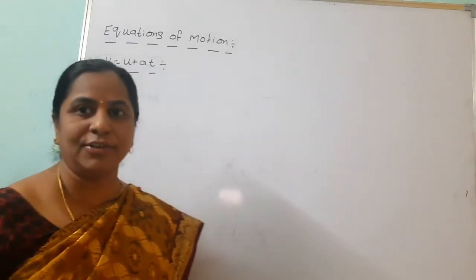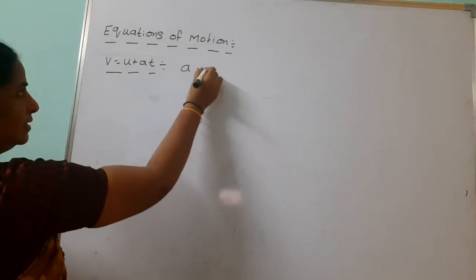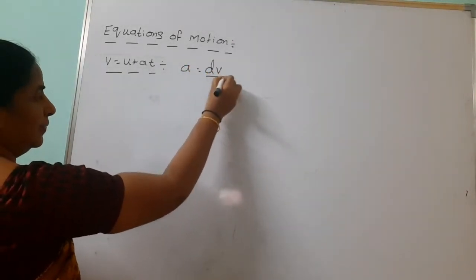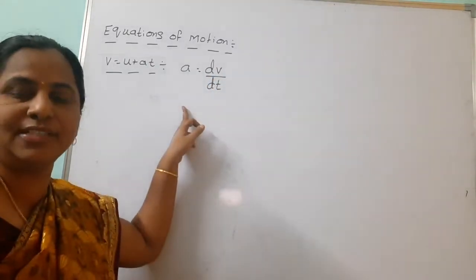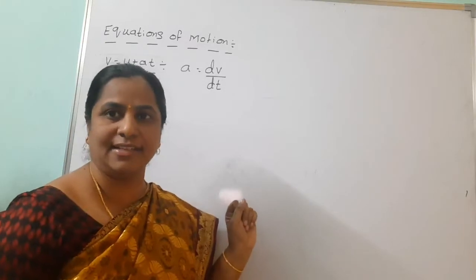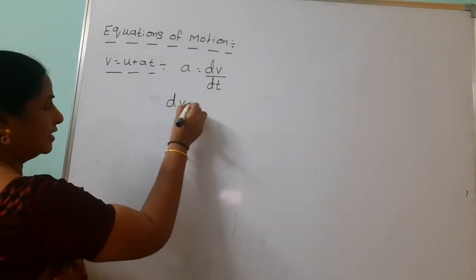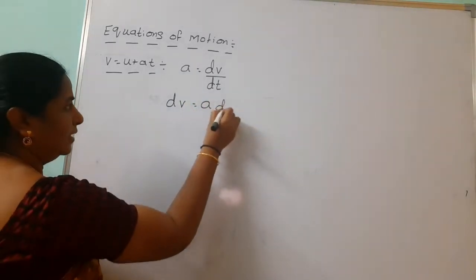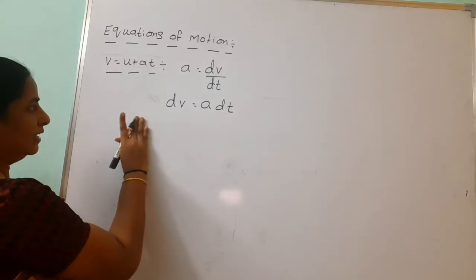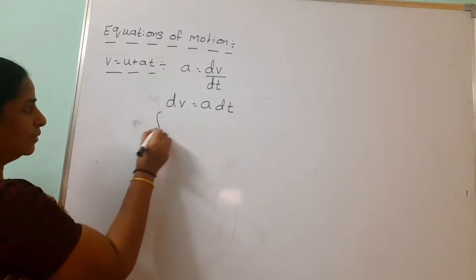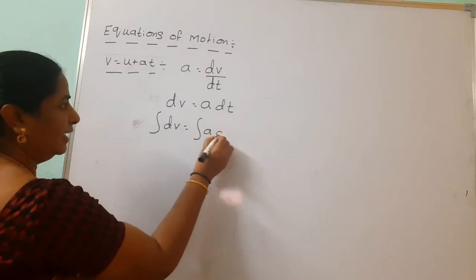Look here, already we know what acceleration is. Rate of change of velocity is called acceleration. We do the cross multiplication: dv equals a dt. Taking integration on both sides, the integral of dv equals the integral of a dt.